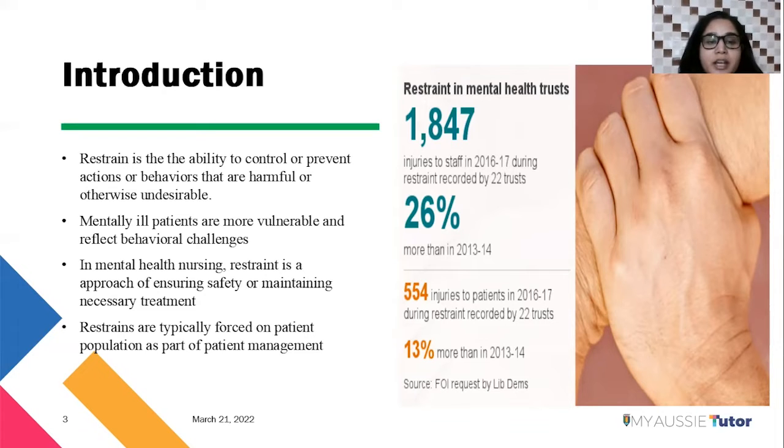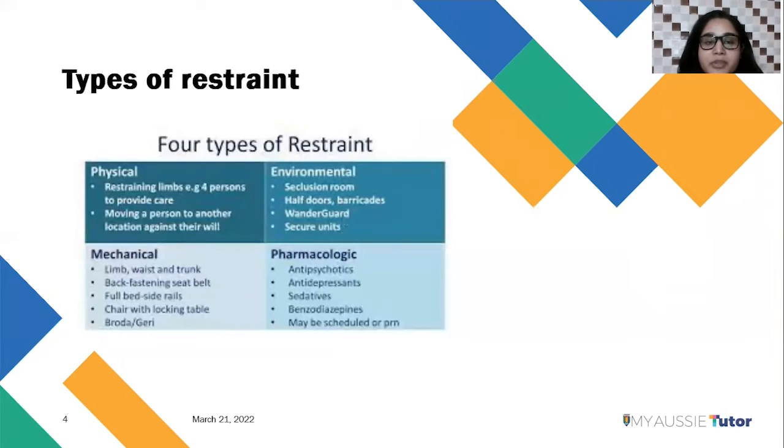Further, we'll try to understand the different types of restraints. The physical one, wherein physical help can be taken in order to isolate or restrict the patient movement, and the other one is mechanical, wherein the body parts will be limited. The third one is environmental. It is also considered as seclusion, and the fourth one is pharmacological or the chemical one, wherein restraint or isolation occurs on the basis of medications. So we'll try to understand each type of restraint in detail.